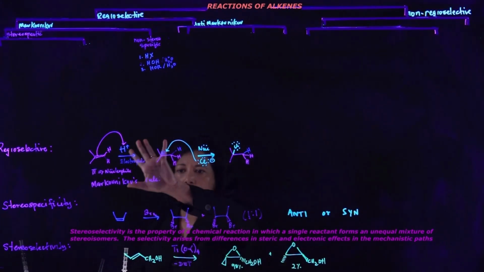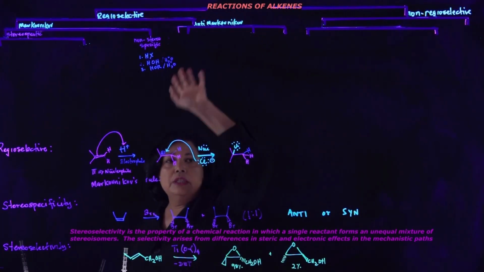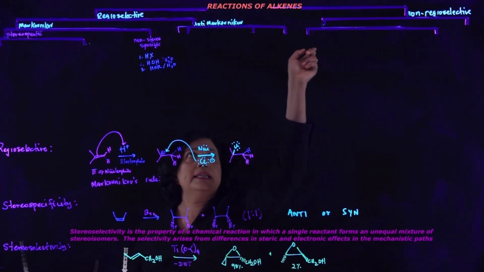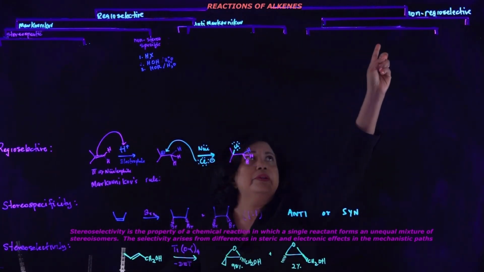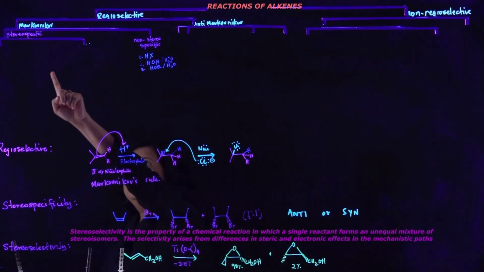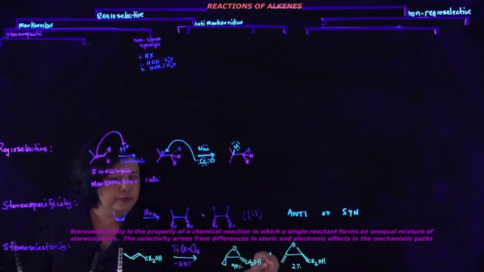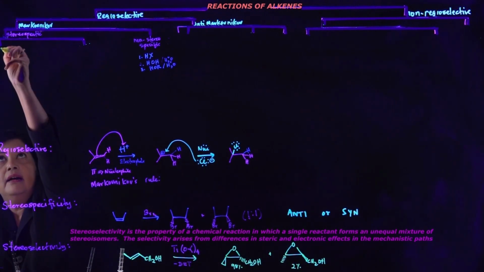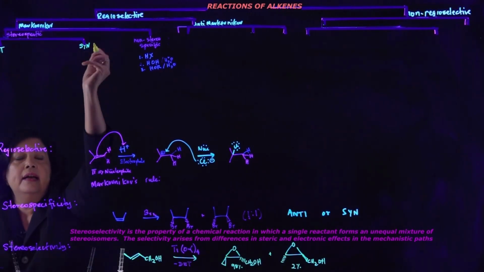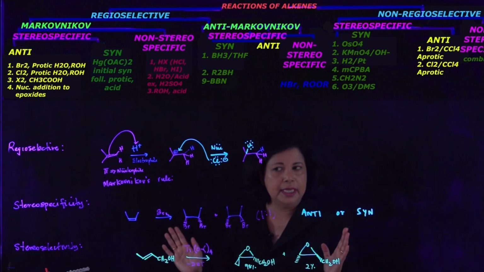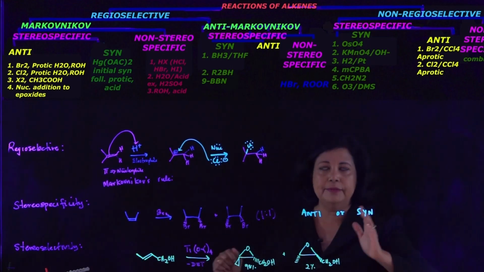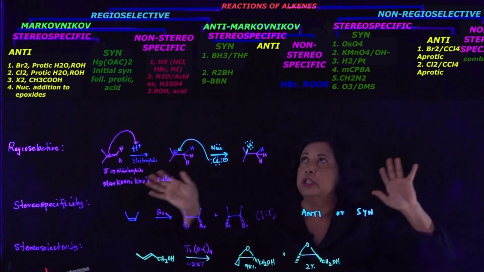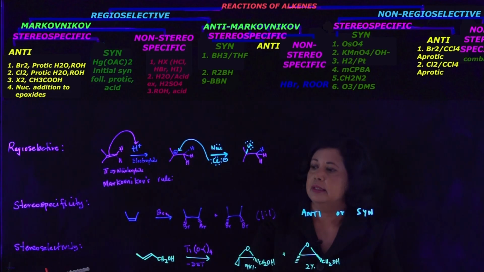So all these three govern the reactions of alkenes. So if you have regioselective and non-regioselective here, let's look at some of the reactions that are going to be stereospecific and non-stereospecific, and those are going to be, as we just said, anti or syn. So we are going to incorporate regioselective and stereospecific reactions into alkenes. This chart is what we're going to follow all throughout this chapter for alkene reactions.